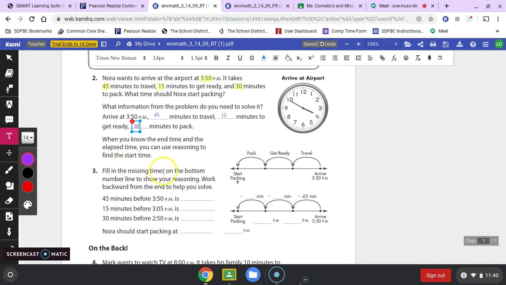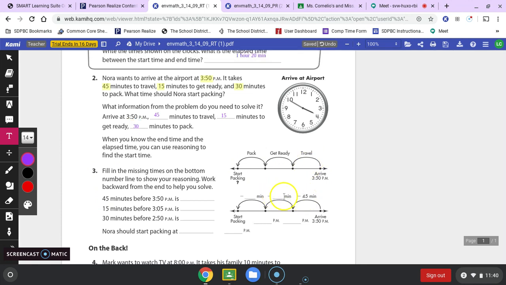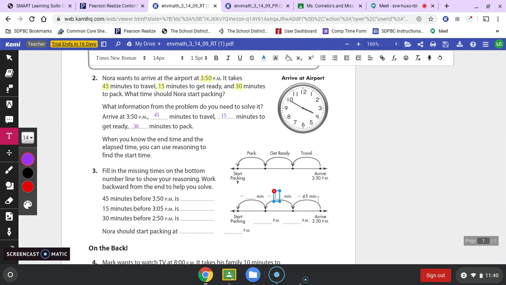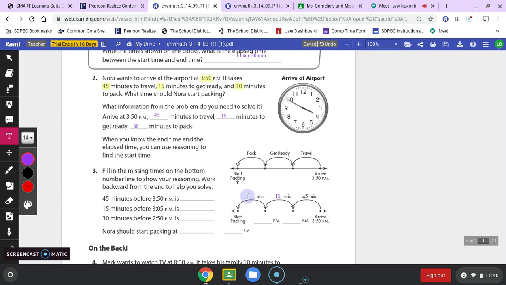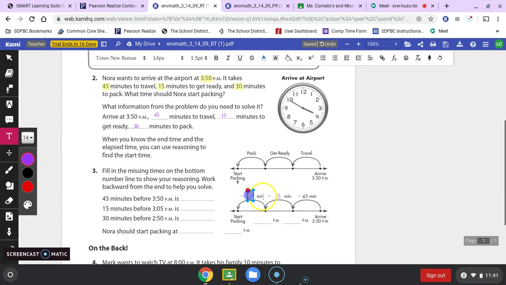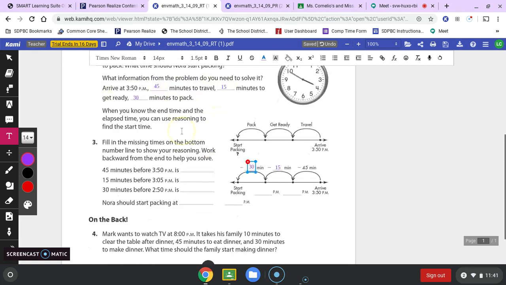So if I fill in the missing numbers on the bottom, if I'm moving backwards, 45 minutes here for the travel time, what would I put here for the get ready time? How many minutes? 15 minutes for the get ready. And how many minutes for the packing? 30 minutes. Okay, so you have to remember we highlighted this and it tells us the amount of time that goes with that, and the reason why.